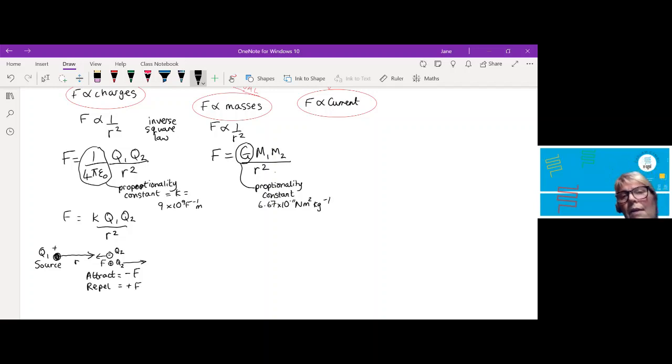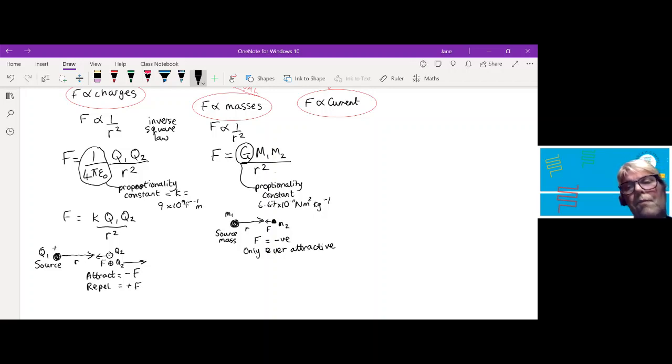Now that can only ever be attractive. So you've got your source mass M1. The R goes from that mass. And if you put another M2 close by, then the force will always be attracted to M1. And because it's in the opposite direction, we say that the force is negative. And it's only ever attractive.